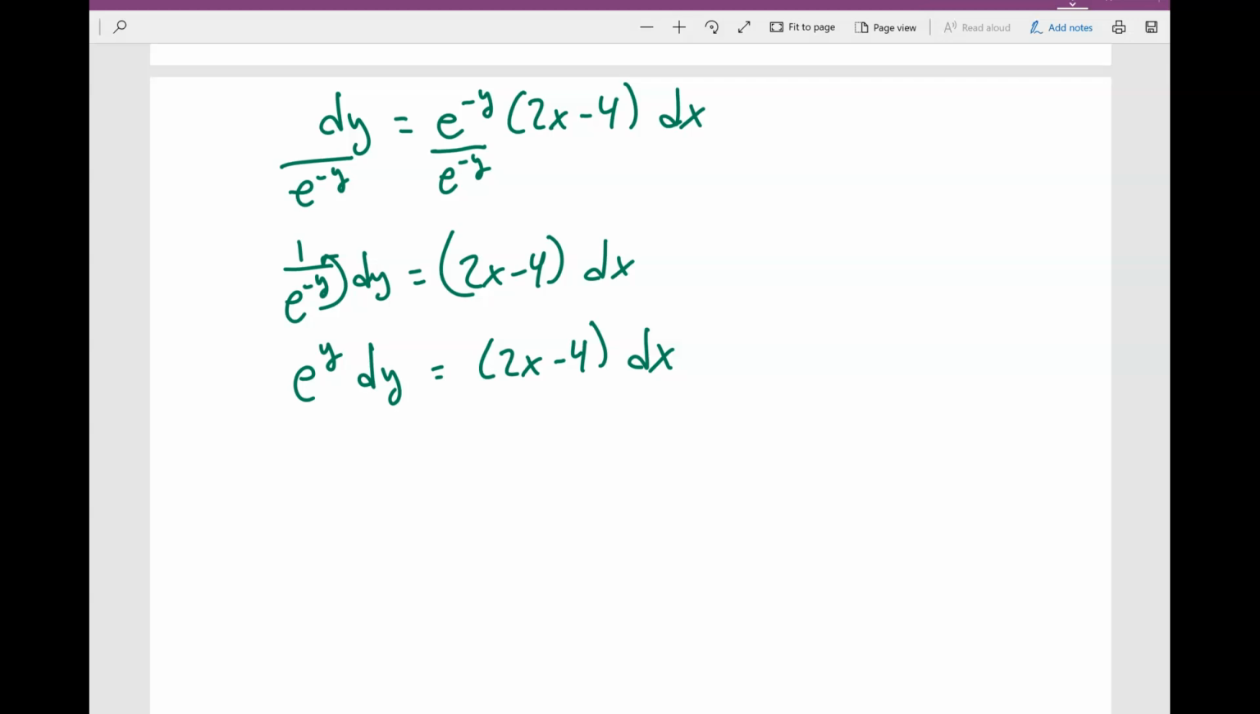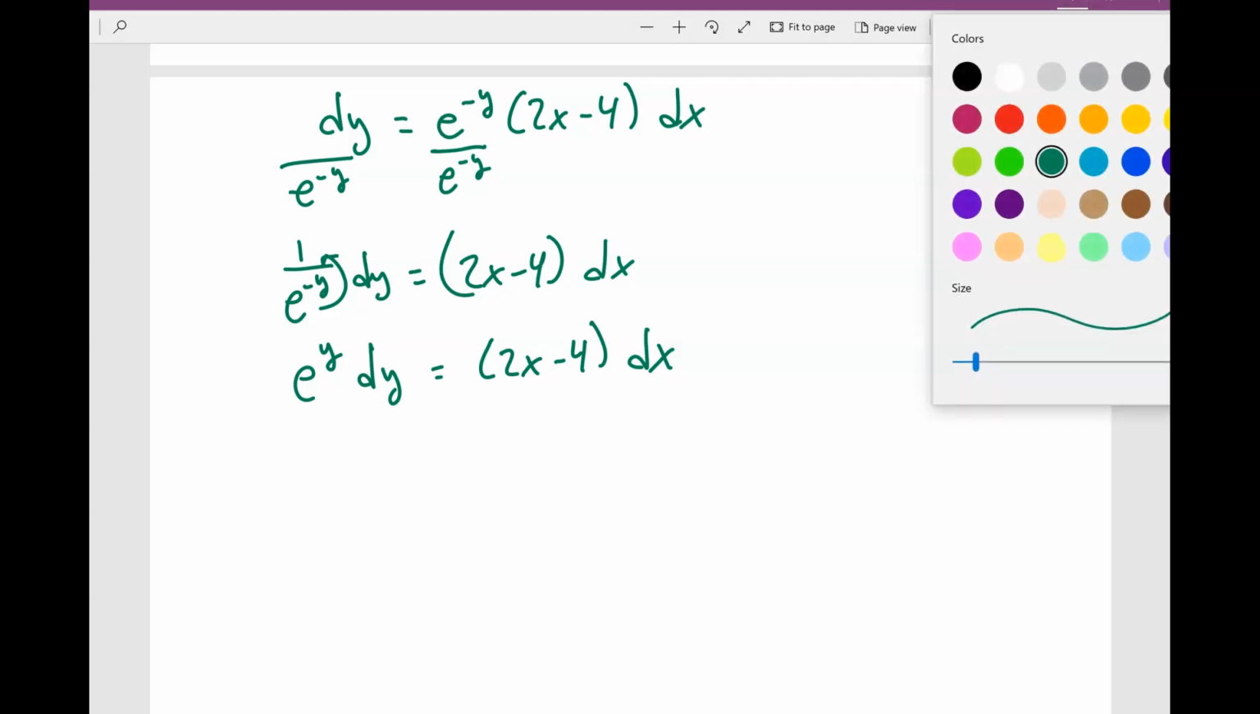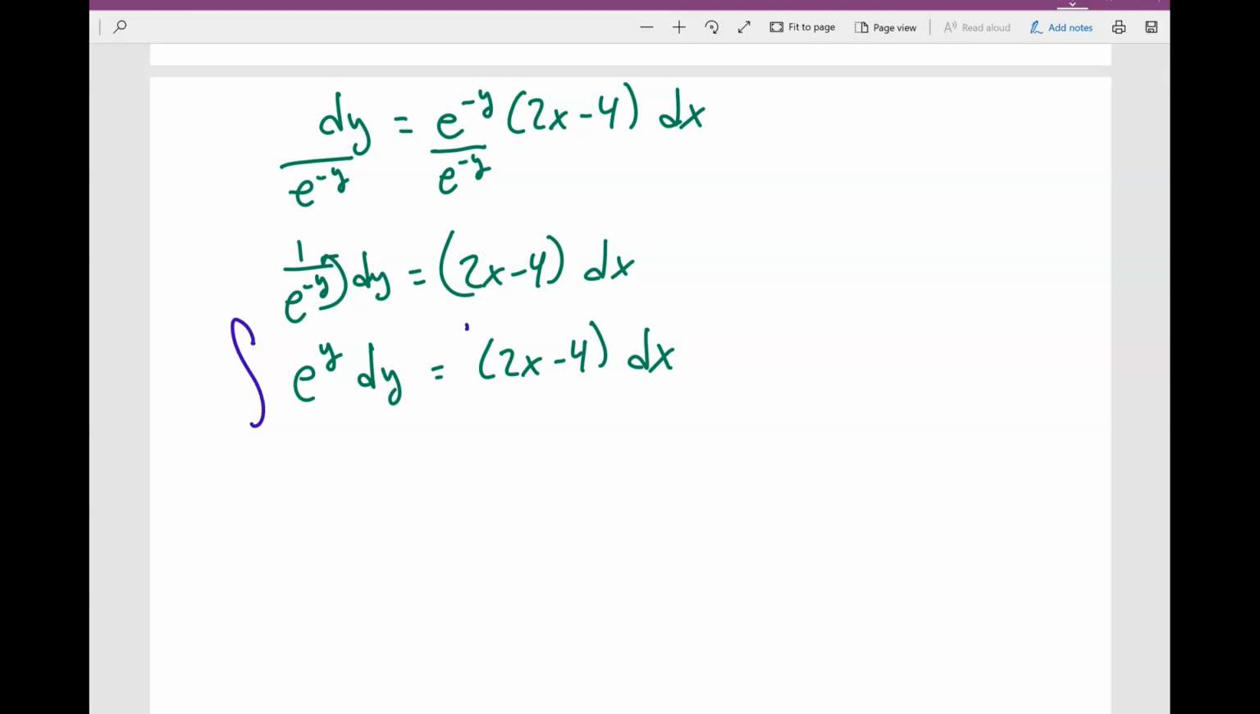And now finally, what we want to do is take the integral of both sides. So I'm going to integrate. The integral of e to the y is just e to the y. The integral of 2x minus 4 is just going to give me x squared minus 4x plus c. Okay.